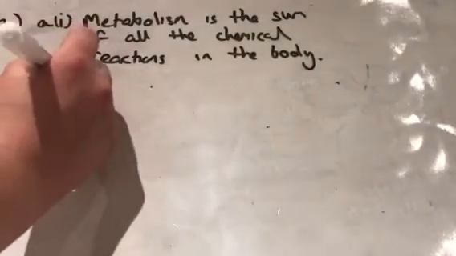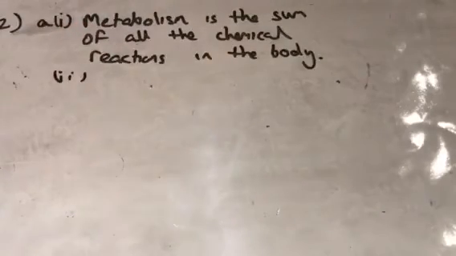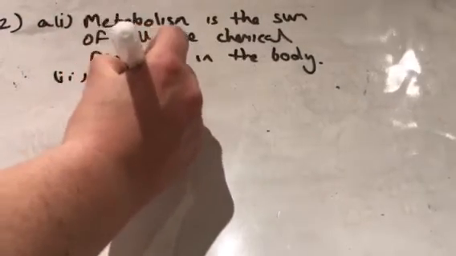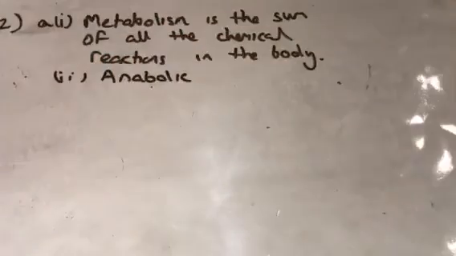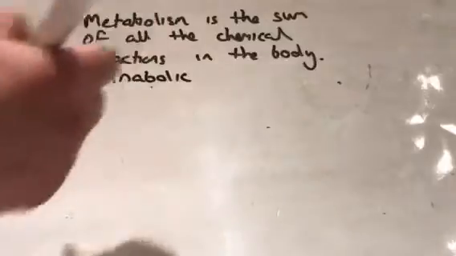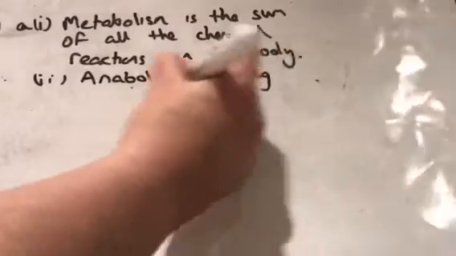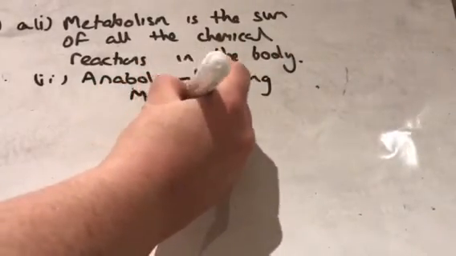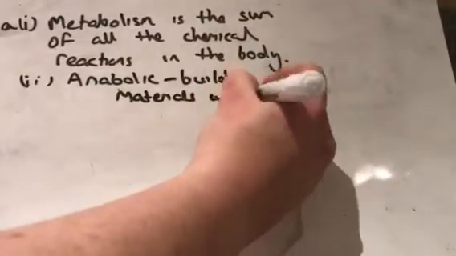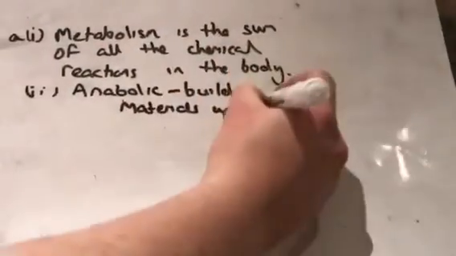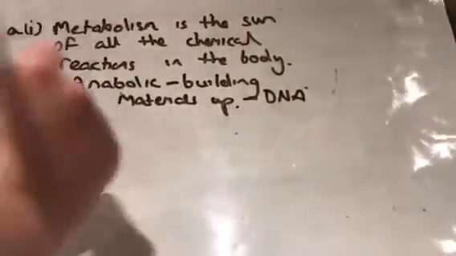Part 2. That was a 3-mark question. Part 2. Give an example of one anabolic reaction and one catabolic reaction in animals. Okay, so this is a 6-mark question. Anabolic. Now, do you remember what anabolic means? Anabolic means to build up. Think about anabolic steroids and that Jodie Marsh video that we watched I think it was in 6th year, okay? So anabolic is the process of building something up. So it's no harm in writing that in. So building materials up. Okay, an example of that in animals would be DNA polymerase.